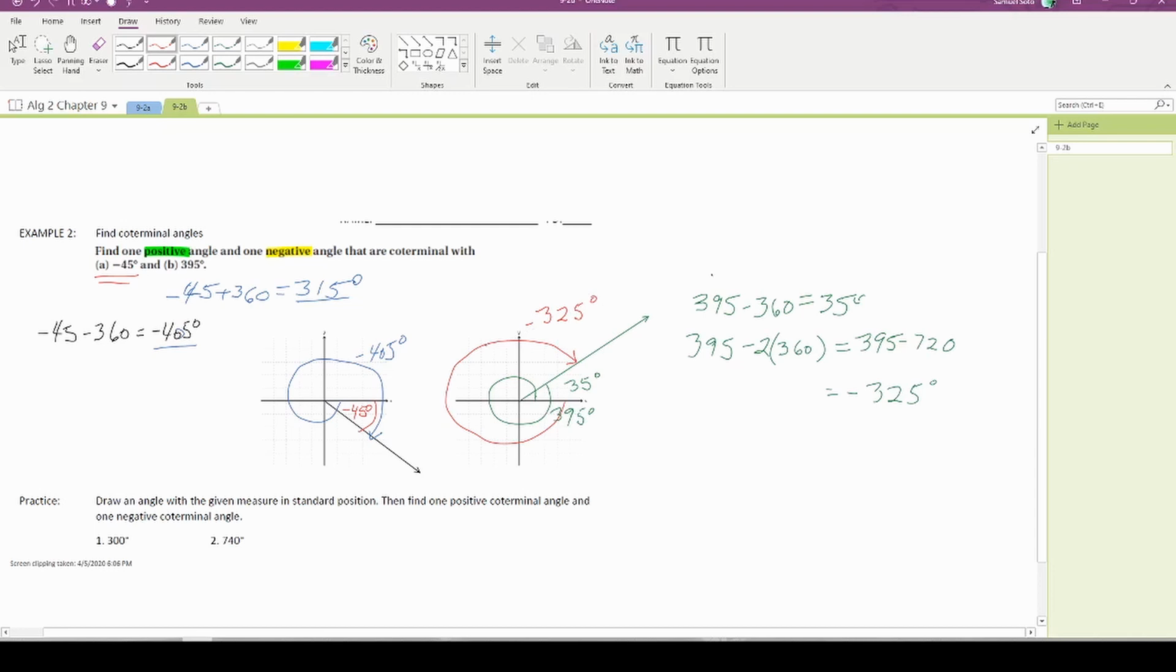So there you have it. You have two things: you draw your angles in standard form, and you find the coterminal angles.